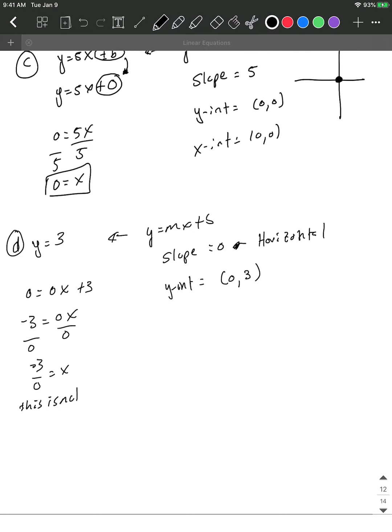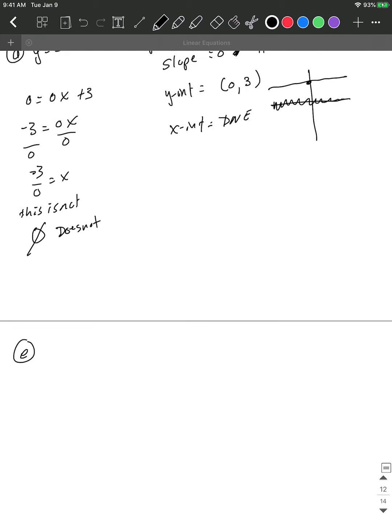This is not 0. That's telling us it does not exist. So that means that our x-intercept does not exist, which actually makes sense because it never crosses the x-axis. Our value is somewhere here at 3 and it's crossing. So we notice that it never crosses any of this line.